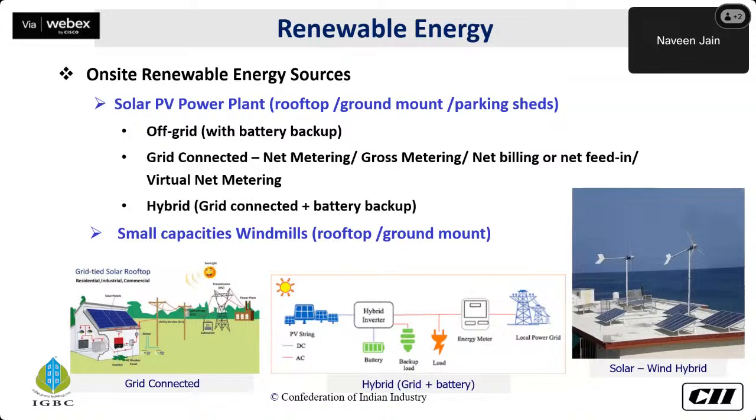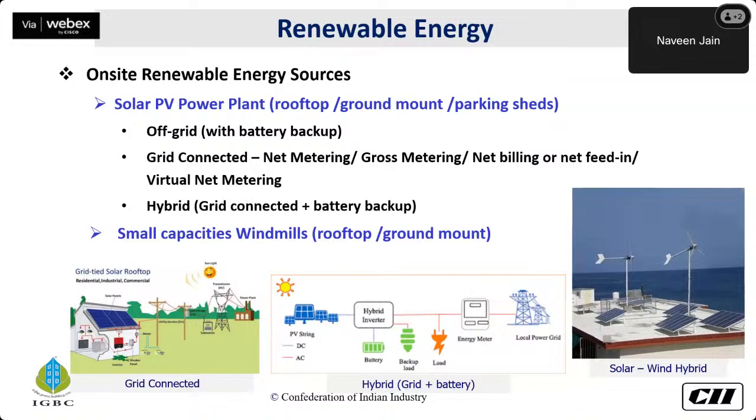So that's why a proper feasibility analysis is required before putting up solar. As I told, it can be installed on rooftop, ground mount, and parking sheds. Now, what are the types of on-site solar with respect to connectivity with the grid? If it is not connected with the grid, having only battery backup, it is called off-grid. If it is connected with the grid, it is called grid connected. If it has both grid connectivity along with backup, then it is called hybrid.